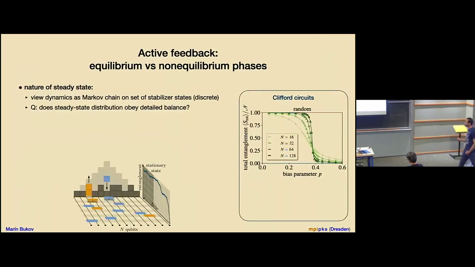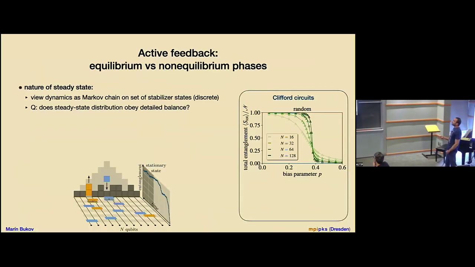Okay, so let's take a look at the nature of this steady state. Once again, we're playing this game where there's a disentangler and an entangler, there's some stochastic dynamics, and they're competing. Essentially, one of them wants to increase the entanglement of the steady state, the other wants to decrease it. So you go into the steady state, and the interesting point is that you can view this as a Markov chain dynamics over the set of stabilizer states, which is essentially a discrete set. Once you have that, you can ask whether the steady state distribution of this Markov chain obeys detailed balance, in which case you would have an equilibrium steady state, or does not obey detailed balance.